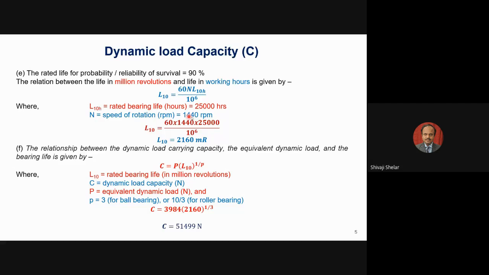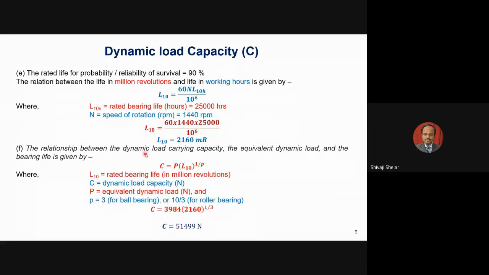So you can put these values in the above relation. So we are putting 60 into 1440 into 25,000 upon 10 raised to 6. So we get the L10 life in million revolutions. So L10 in million revolutions at this moment is 2160 million revolutions. I have written this in short, but you can write it in text also, MR for million revolutions. So this is the life we are expecting for this selection. Now to attain this life, we require a certain dynamic capacity. So you require a minimum dynamic capacity C here.